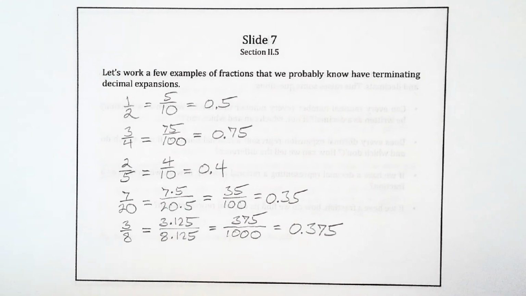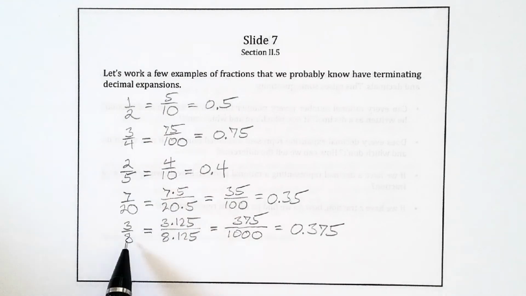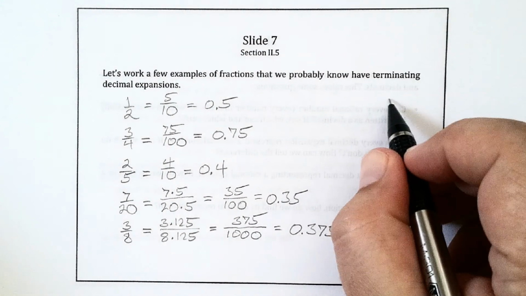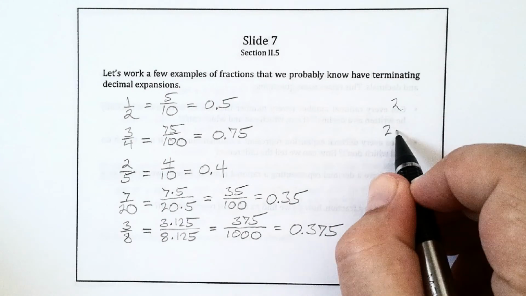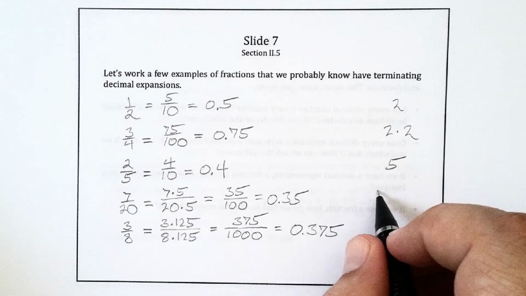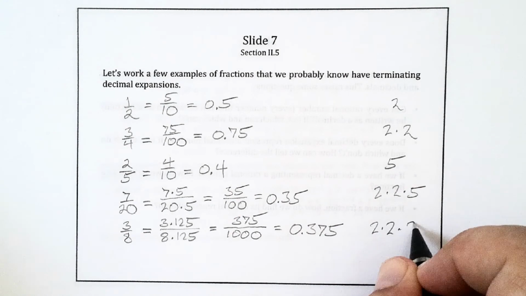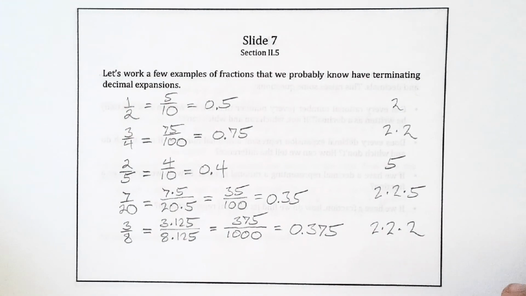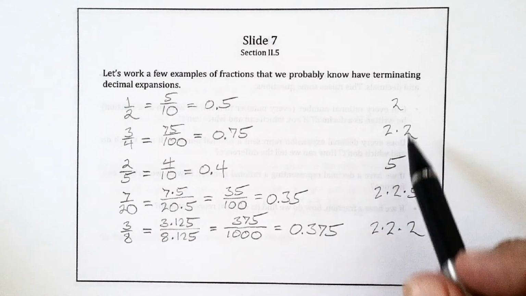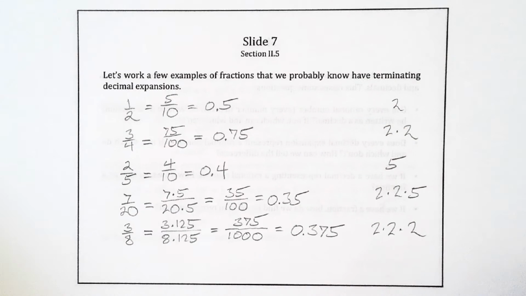Now, let's think about each of these denominators that I started with. We had 2, and we had 4, which is 2 times 2, and then 5 is just 5. 20 is 2 times 2 times 5. 8 is 2 times 2 times 2. What do all these have in common? Well, they're all products of 2's and 5's. So let me make up one more example just to test what might be a hypothesis here.